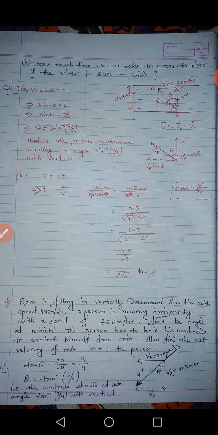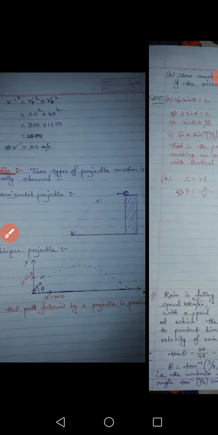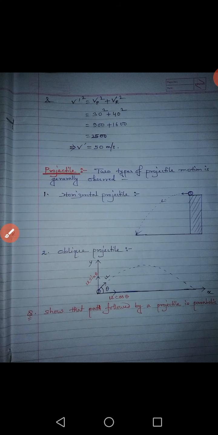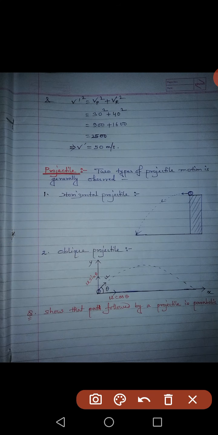The second part of the question is to also find the net velocity of the rain with respect to the person. So which one is the net velocity? This one, V dash. Okay, so if you want to find the net velocity, what can we do? You can use the parallelogram law of vector addition. V dash is equal to what? If you use the parallelogram law, here I have solved it, this one. So how have we used the parallelogram law of vector addition?